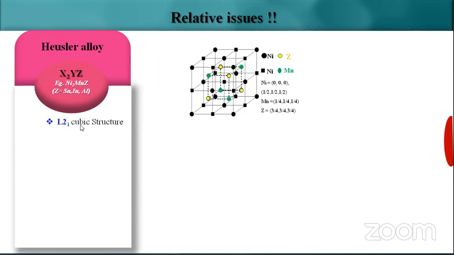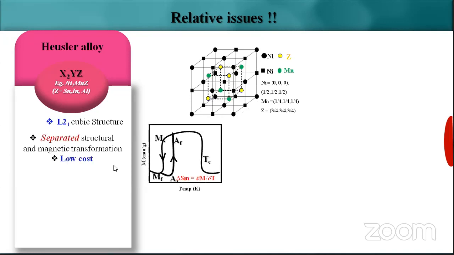First, we know the Heusler structure is a cubic L21 structure. Here, 4 interpenetrating FCC sublattices are present, where the X, Y and Z positions I have already mentioned. Second, the Heusler alloy shows separated structural as well as magnetic transitions. The structural transition is diffusionless, that is a martensitic transition. We know the structural transition is a first order phase transition, which is ideally discontinuous. So across this transition, we get a magnetization change, and therefore we expect to get a large MCE as ΔSM is proportional to the derivative of the magnetization.